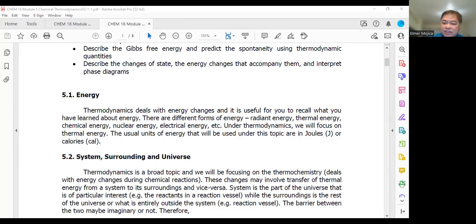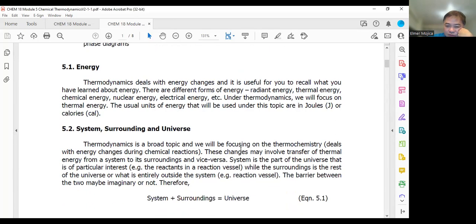And one branch of thermodynamics is thermochemistry. So thermochemistry is just thermodynamics that deals with chemical systems. Okay? Now, usually, if we're going to look at energy, ano yung unit niya? So the SI unit that we have for energy is usually joules. But the one that is commonly used is what? Calorie. Okay? So joules ang SI unit, pero calorie yung common term na ginagamit as unit of energy.